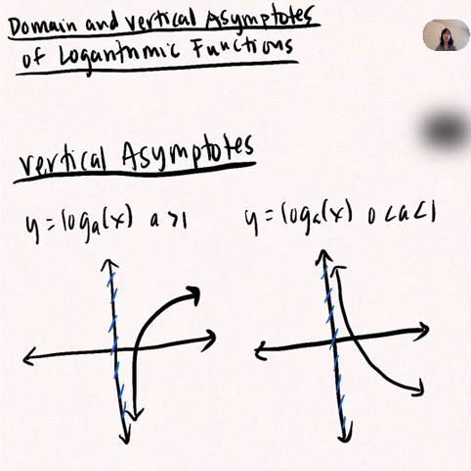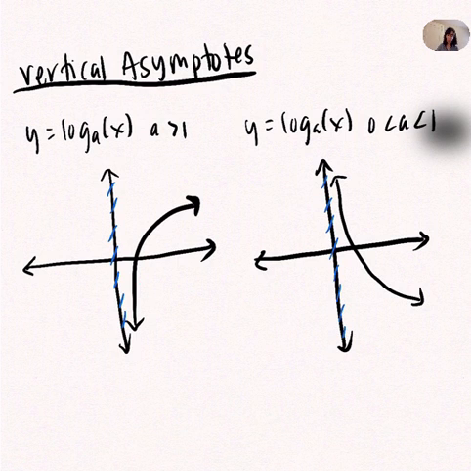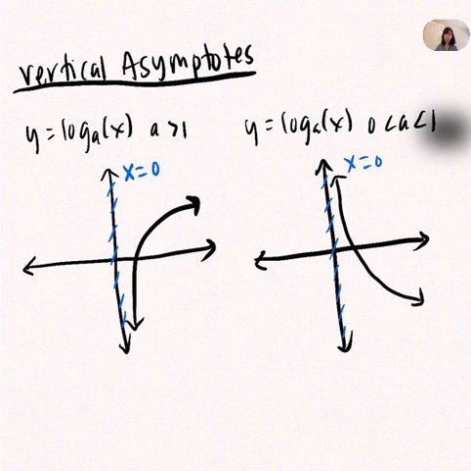Let's talk about the domain and vertical asymptotes of log functions. When a is bigger than 1, your log function looks like this, with a vertical asymptote right here at x equals 0. When a is a small number between 0 and 1, your log function looks like this, with an asymptote at x equals 0.